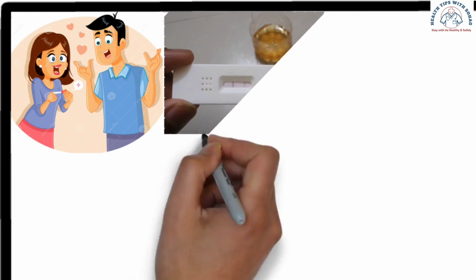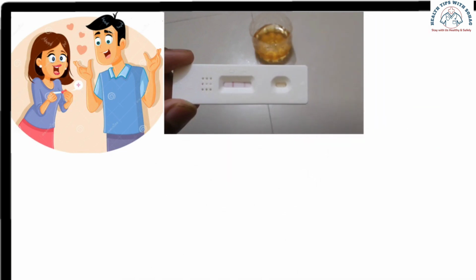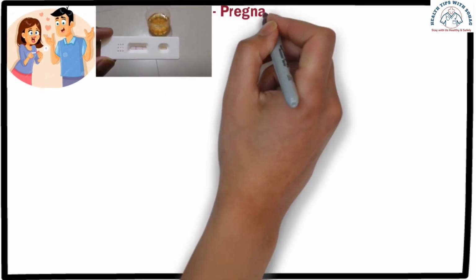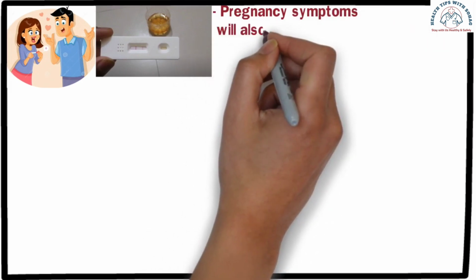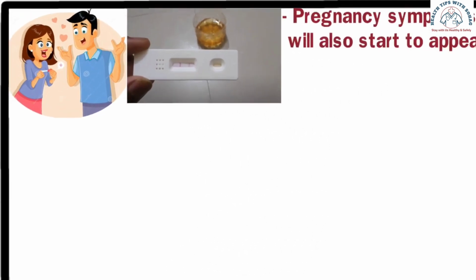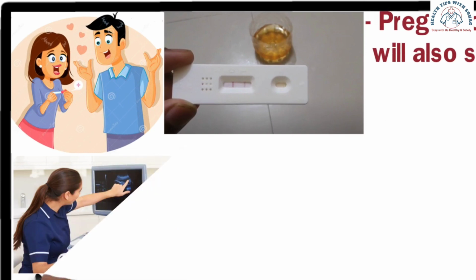After missing a menstrual period, a urine test is done to determine if pregnancy has occurred. If pregnancy occurs, Alhamdulillah, the urine test will be positive and the pregnancy symptoms will also start to appear. After that, the first ultrasound is done at the doctor's chamber.